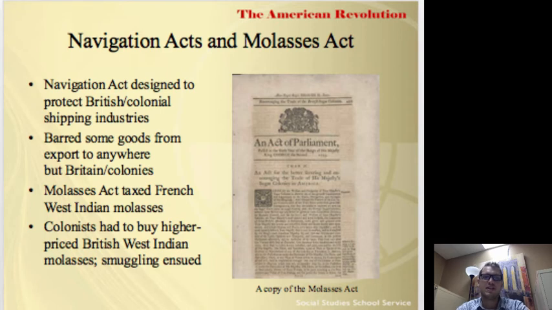Passed by Parliament in 1733, it especially angered the colonists because the law placed a really high tax on molasses, which was imported from the French West Indies. As a result, the colonists had to buy high-priced molasses from the British West Indies. The colonial merchants tended to lose money because the French molasses was no longer available at the cheaper price, and as a result, the colonial merchants frequently attempted to bypass the law by smuggling French molasses without paying the tax. Now you may think, why is it such a big deal to smuggle molasses?